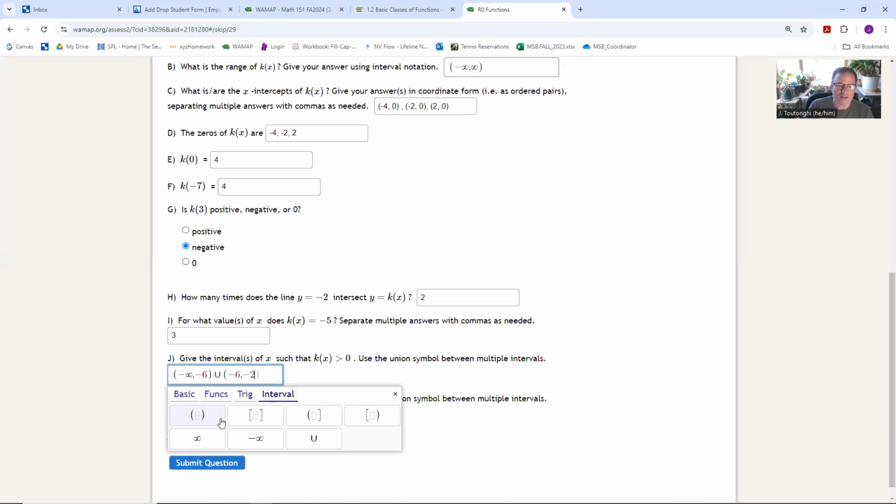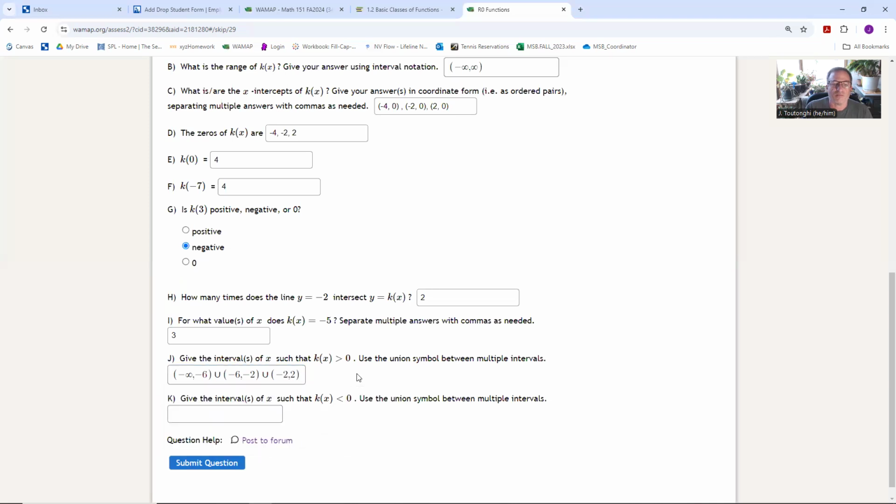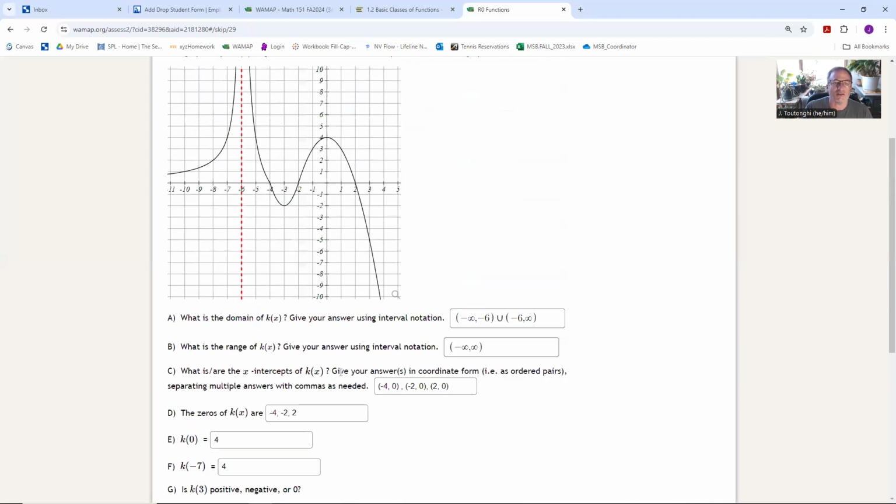I figured out why it was going outside the interval. It's once I type the comma, it puts me to the next spot. And then from -2 to 2. So 3 intervals. I'll go back up here to show you again.